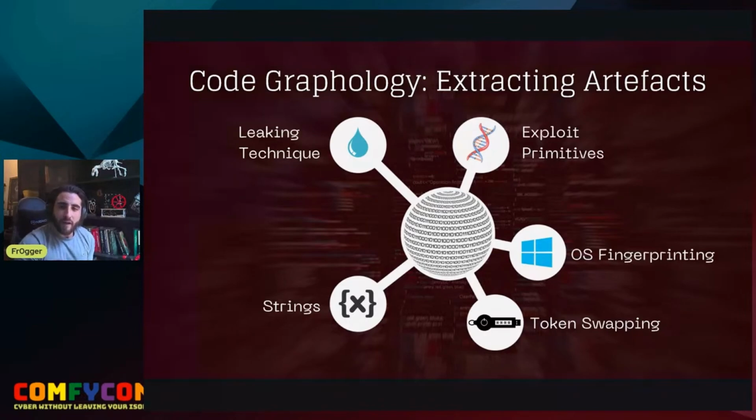We also have the token swapping mechanism, which is pretty much the same in most local privilege escalation exploits, and which will be used to elevate the privilege of the current process. And also we have the strings, which are simple artifacts that can be easily extracted from any piece of code. Strings can be, for example, a variable name, a PDB path, or any kind of unique string available in the sample that you can reuse to build your Yara rule.